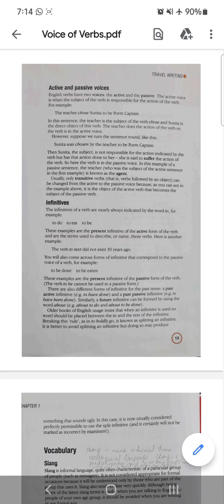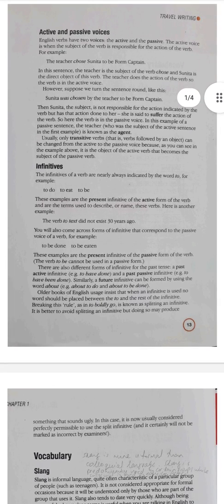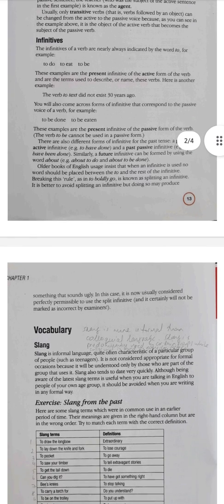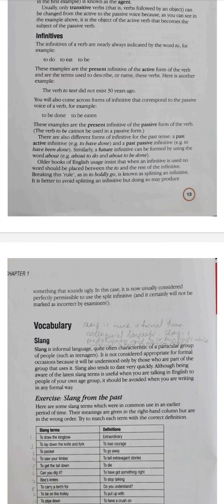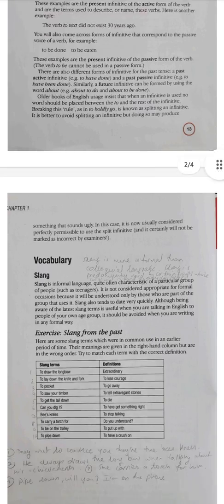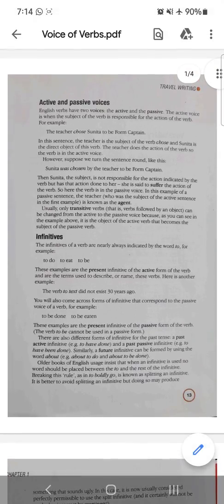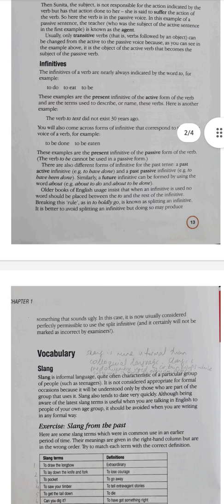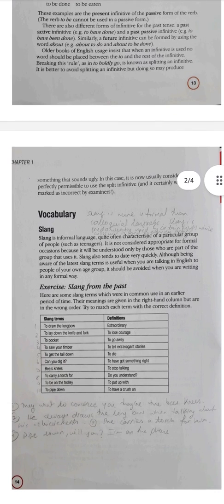Older books of English usage insist that when an infinitive is used, no word should be placed between the to and the rest of the infinitive. Breaking this rule, as in to boldly go, is known as splitting an infinitive. It is better to avoid splitting an infinitive, but doing so may produce something that sounds ugly. In this case, it is usually considered perfectly permissible to use a split infinitive, and it certainly will not be marked as incorrect by the examiners, all right? So we've spoken about active and passive, we've spoken about infinitives in their different tenses and in their active and passive form, and now we're going to vocabulary.